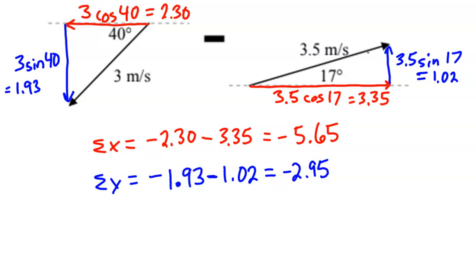However, I like to visualize this stuff. So the thing that helps me with this, I'm going to draw this thing. So 5.65 is the x direction. So that is going to be, hopefully I'm still red here. Good, I am red. Okay, so 5.65 to the left.